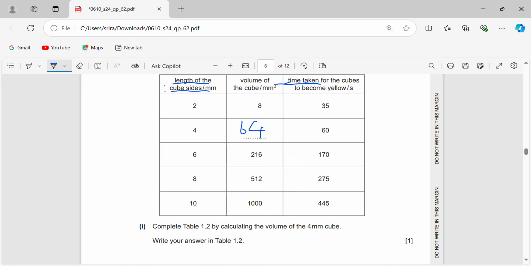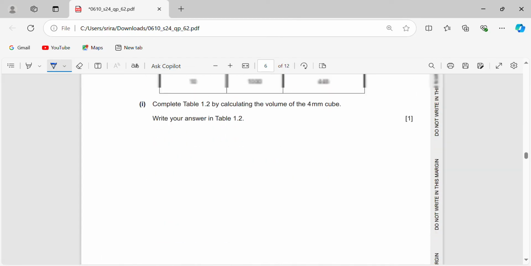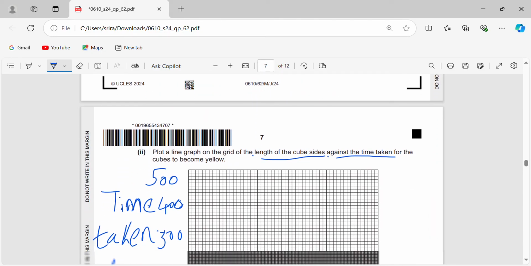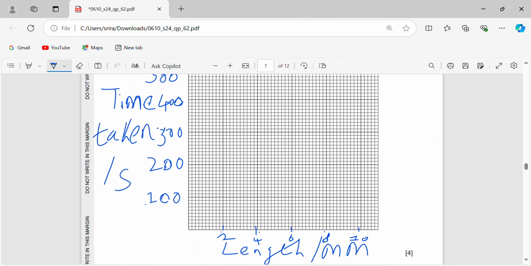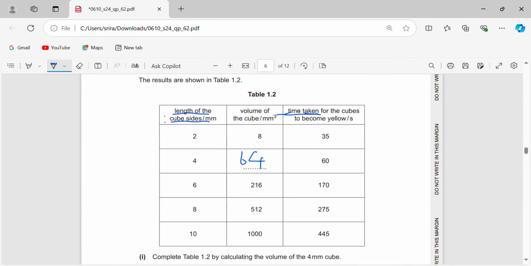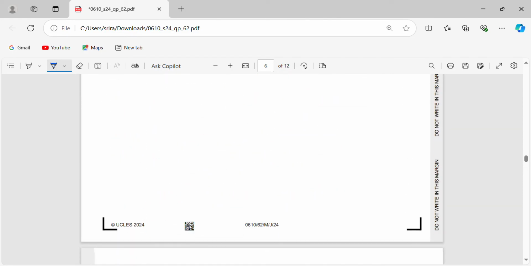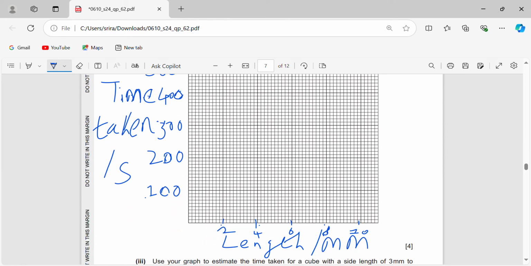So first, the length is 2, and the corresponding time is 35 seconds. Here we're not going to have the exact thing like 35. It's going to be a bit in between. Each small square is 10 seconds on our y-axis. So the first line is 10, 20, 30, so it's going to be in between the third and the fourth. I'm just going to try plotting that as accurately as possible. 10, 20, 30. That's about right there.